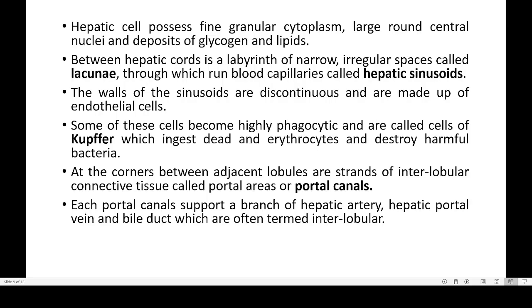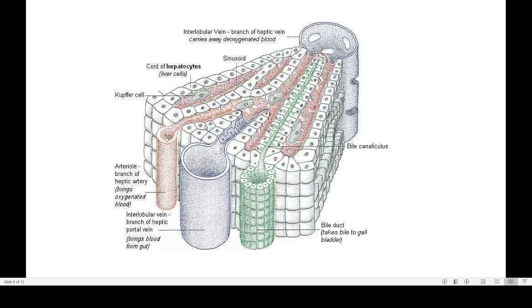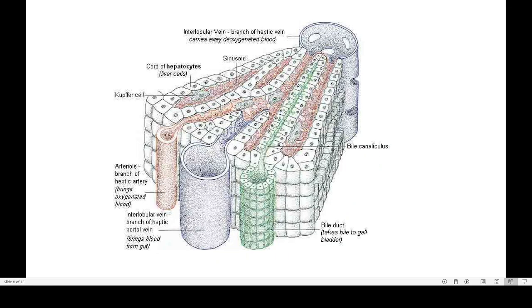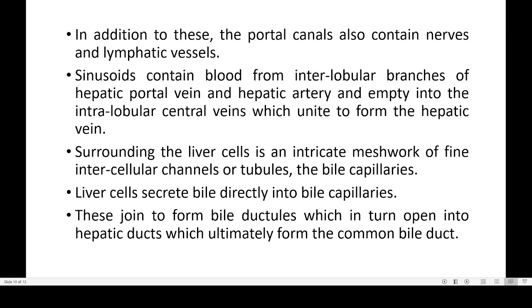And at the corner between adjacent lobules are strands of interlobular connective tissue called portal areas or portal canals. So here also you can see that there will be a portal canal somewhere here. So this is the portal vein, this is the portal canal. This is the hepatic vessel or central vessel. Here you get a central vein or hepatic vein, and this one is the intralobular vein. This is what we are seeing here. In addition to that, portal canals also contain nerves and lymphatic vessels.